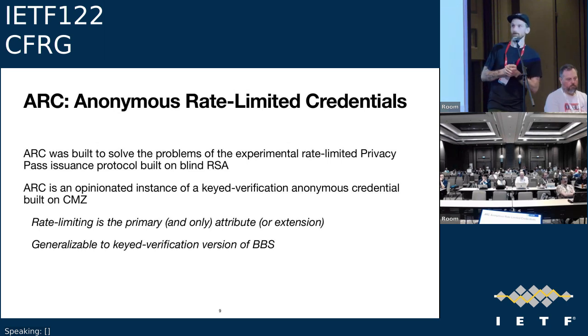Unlike the BBS variant right now, it is a key verification anonymous credential, which means it's not publicly verifiable; you need the private key in order to verify it. And it has exactly one extension or attribute, and that pertains to rate limiting, which means that functionally speaking, the client is limited in terms of how many tokens it can produce from a single credential before it needs to go fetch some more. And it's also generalizable to the key verification version of BBS, which is a technical detail that we can talk about offline. But there's a lot of flexibility with regards to how this thing is constructed.